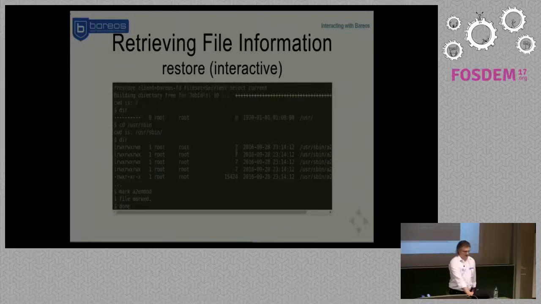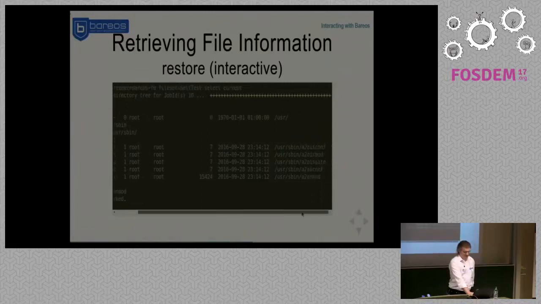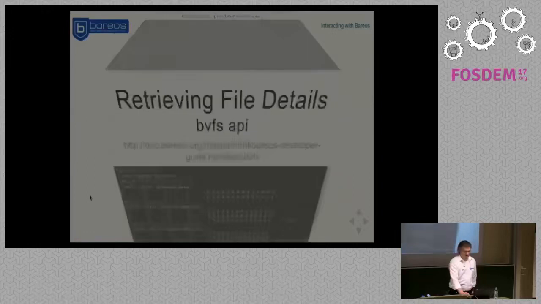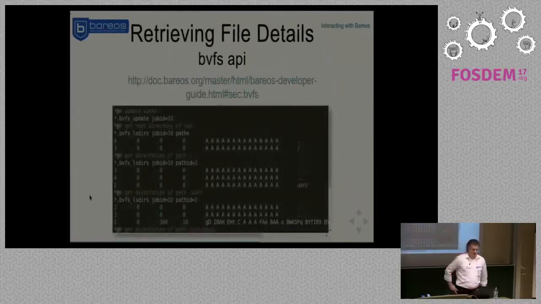If the file or directory is not really included in the backup, but only shown because it's the parent directory, then the values here are all 0, like in this case. But here you also got the real backup data from your files. You can mark the files, say done, and then these will be restored. This is fine, but if you really want to write a script to interact with your file data, then this is not enough. For this, you have to use the BVFS API. This is described in the developer guide, and it looks quite nice, as you see.